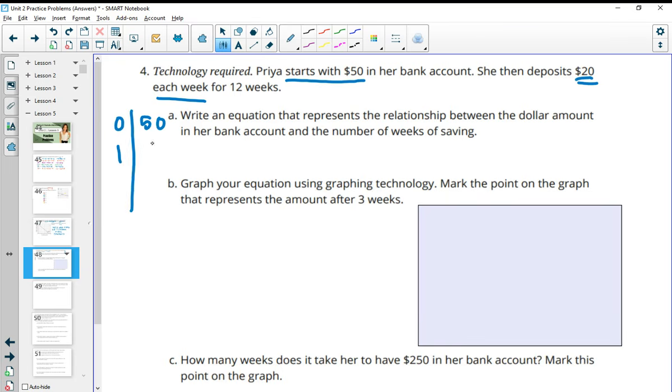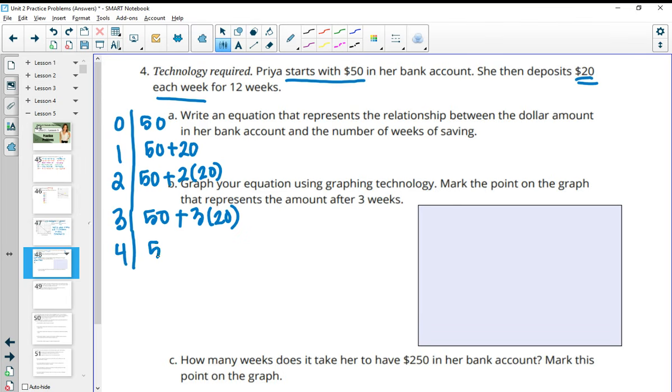At week 1, she has the 50 plus she's put $20 in. At week 2, she has $50 plus she's put 2 20s in, because each week she put 20. At week 3, she has her initial 50 plus she's deposited $20 3 times. And then at 4 weeks, she'd have 50 plus she's deposited $20 4 times. So the number of 20s changes per week.